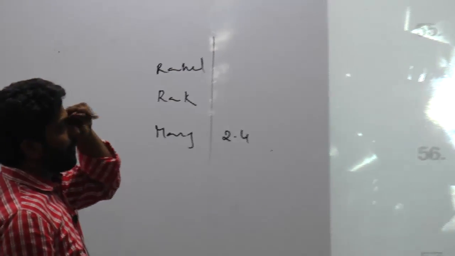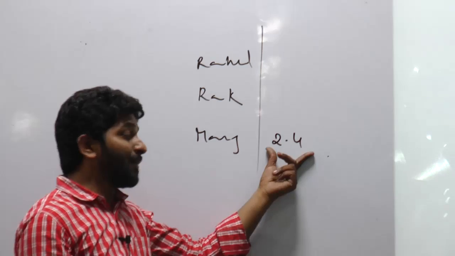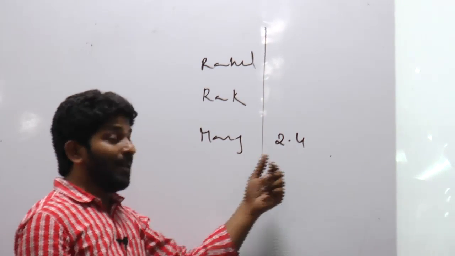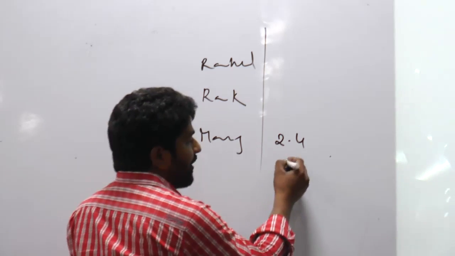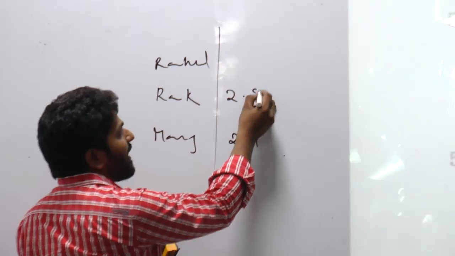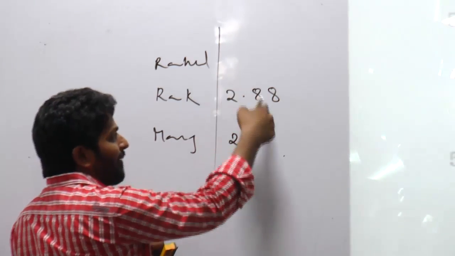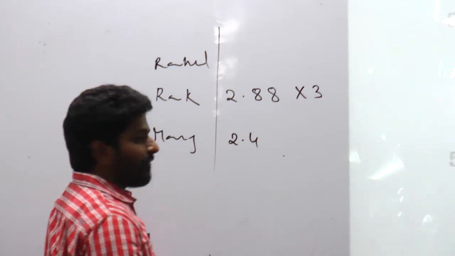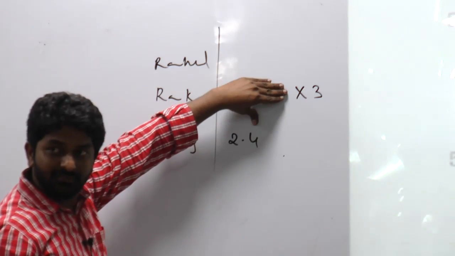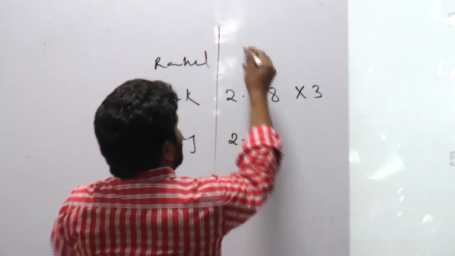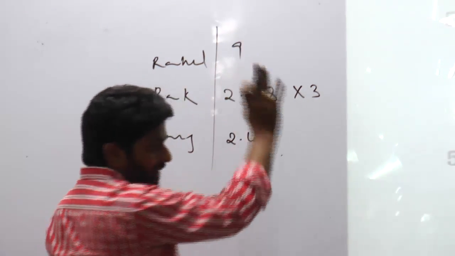Rakesh's monthly income is 20% more than this. 20%, 10% of this is 0.24. 20% is 0.48. So, you need to add 0.48 to this number, that becomes 2.88, and Rahul will be getting 3 times of this number. Right? For time being, let's make it 3. 3 threes. If it is really 3, then your answer will be 9.